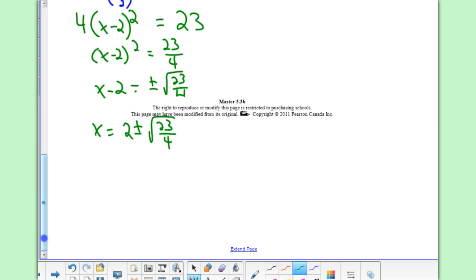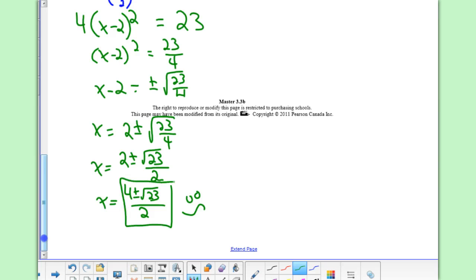If you look in the back of the book, that's not going to be the answer because you need to do some work. I can't take the square root of 23, but I can take the square root of 4. I get the square root of 23 over 2, and my final answer with the common denominator is 4 plus or minus the square root of 23 over 2. This is the kind of question that you might want to ask me tomorrow, because you might be a little concerned about how to simplify this, okay?